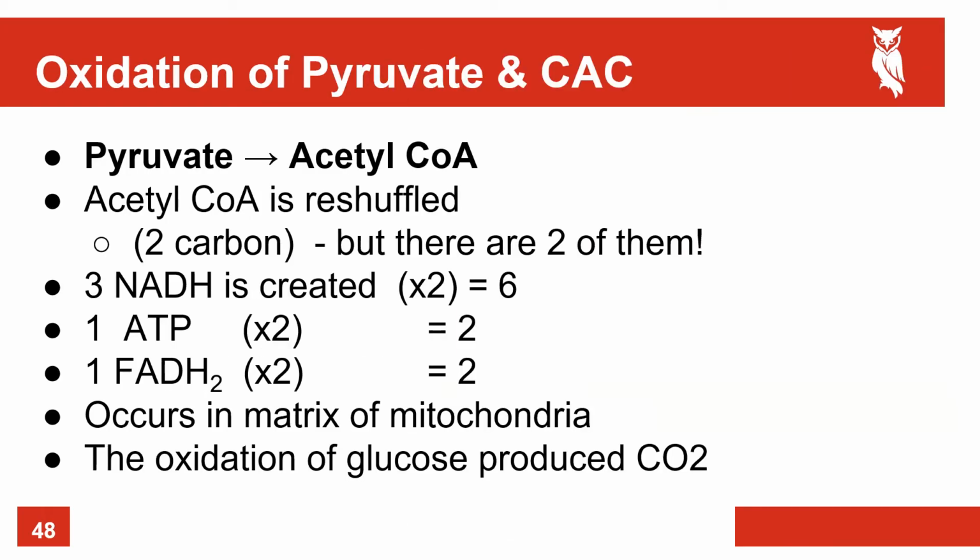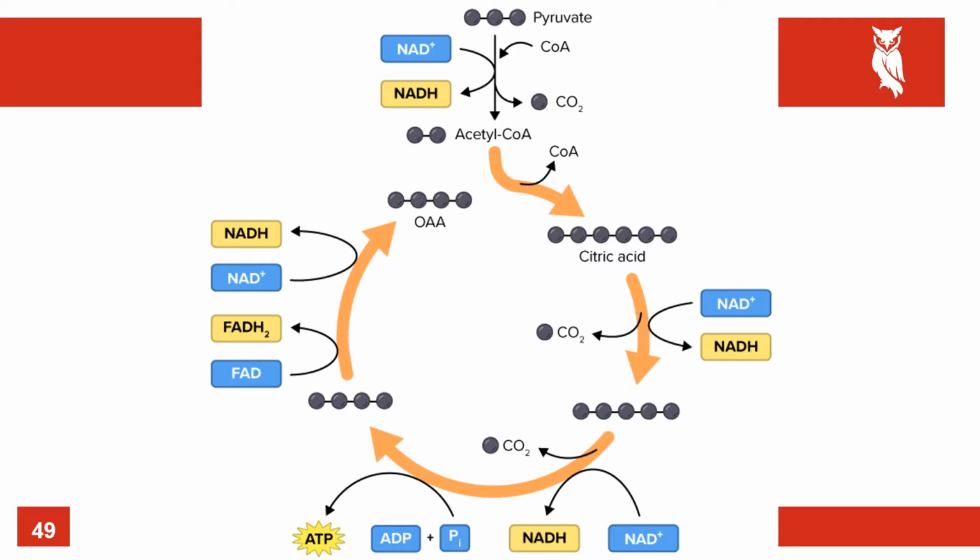That's the entire citric acid cycle, plus converting pyruvate to acetyl-CoA. This is what you get out of it. So this is the citric acid cycle.